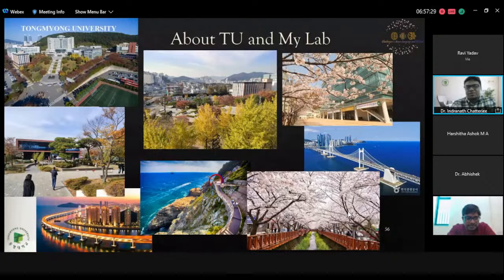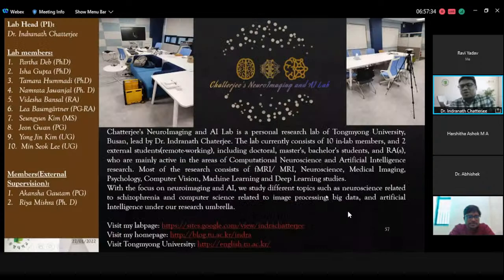And I have a small lab in my university called Chatterjee's Neuroimaging and AI Lab. Currently, I have 10 in-lab students and 2 external students. All these 10 students contain 4 PhD students working with me, and 2 RAs and 3 masters. All these people are working mostly on computational neuroscience, schizophrenia, and NLP, and sentiment analysis, time series analysis, mostly all dealing with machine learning and deep learning. So my main research area is computational neuroscience.